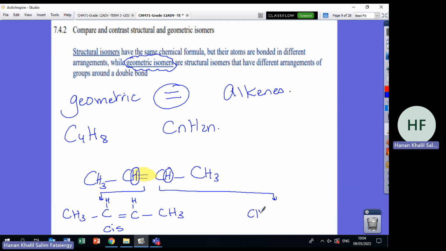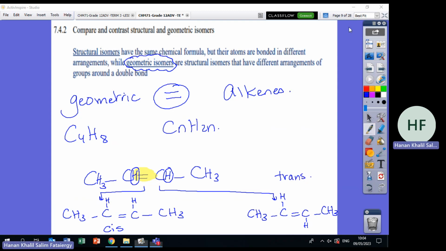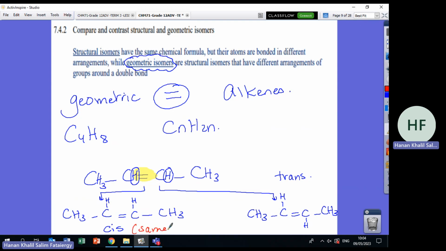Or I will repeat it now: CH3, C double bond C, CH3. Now the H's on the double bond, I will put them on opposite sides. One will be up, one will be down. I will call this trans. Okay, so remember, cis means same side. What is on the same side? The H's on the double bond.